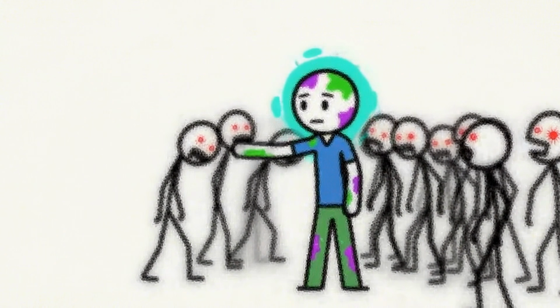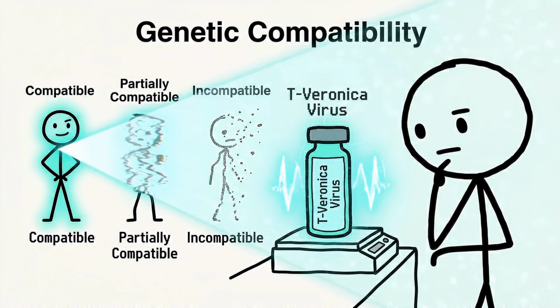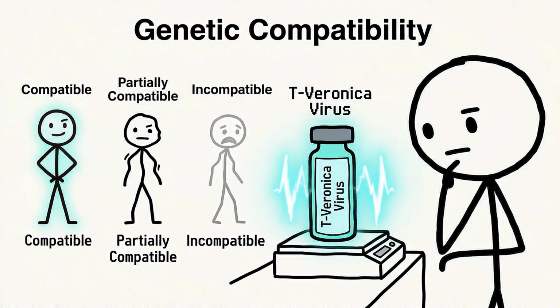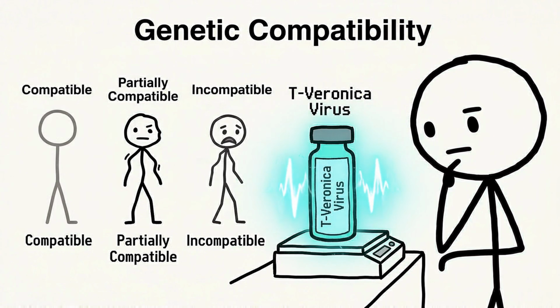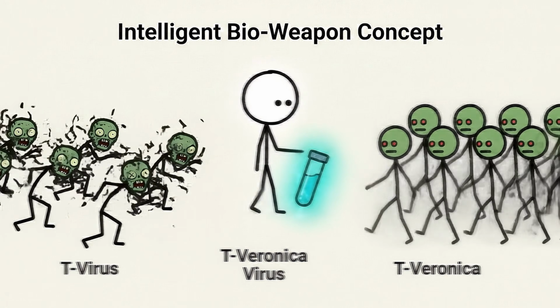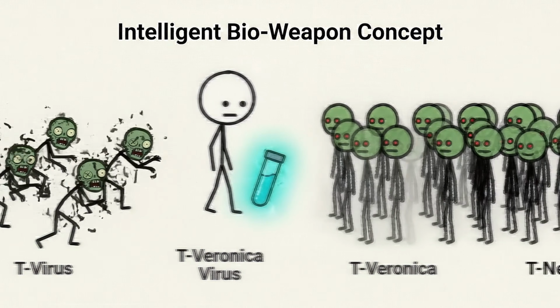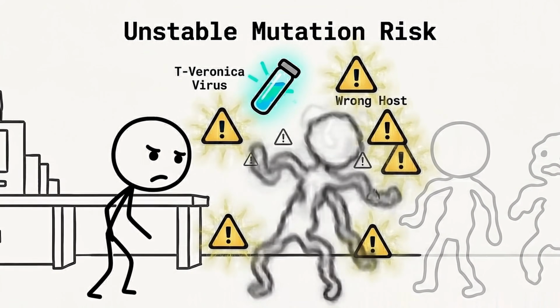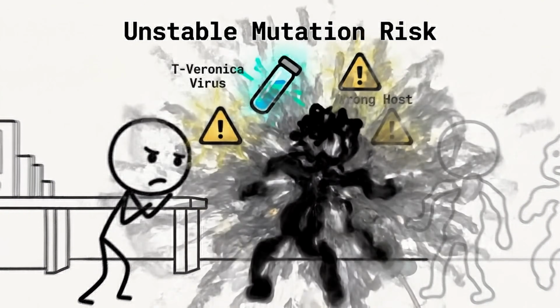most T-virus victims. This virus matters because it shows that infection does not always mean loss of control, introducing the idea of intelligent bioweapons. It also highlights the role of genetics, as only certain individuals can fully benefit from its effects. In the wrong host, it can still lead to instability and dangerous transformations.